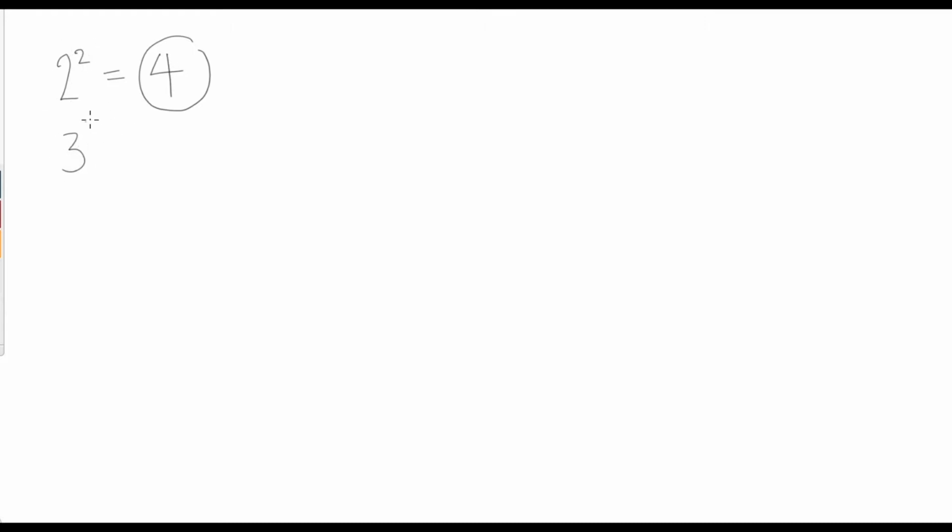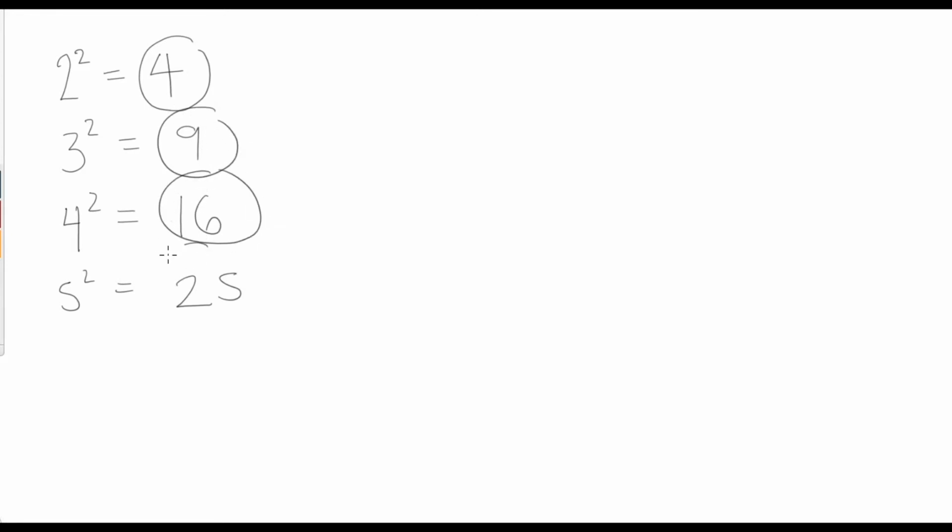When you square 3, you get 9. So 9 is a perfect square. When you square 4, you get 16. When you square 5, you get 25. So all of these numbers are perfect squares. Let's talk about some perfect cubes.